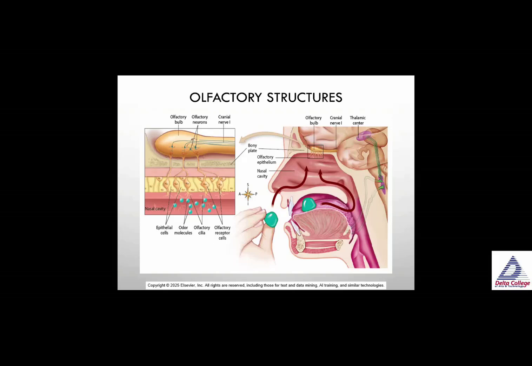So this gives you an idea of the olfactory structure. So you smell it, it goes up and through the nasal cavity into the olfactory epithelium, through the olfactory bulb to the cranial nerve into the thalamus. And there's a lot of other stuff along the way, but that's basically what's going on when we smell. Or even taste, because remember, the mouth is connected to the back of the throat, which is open to the nasal cavity. So smell and taste go together.